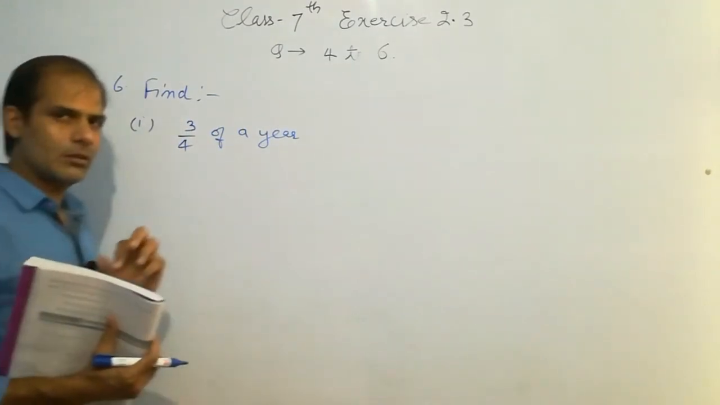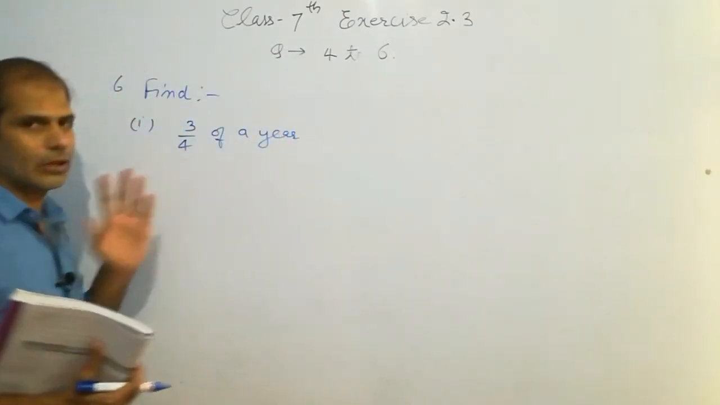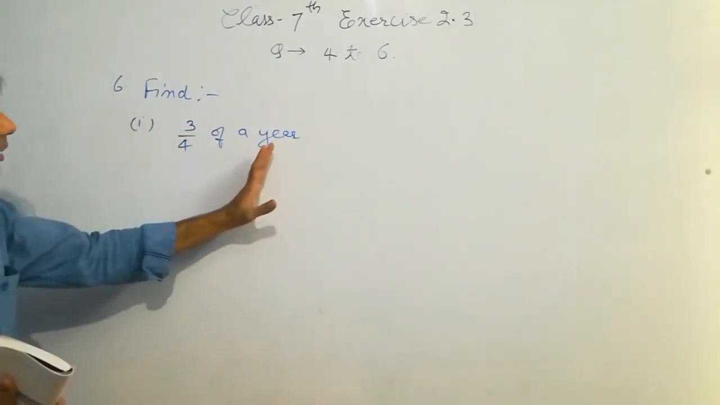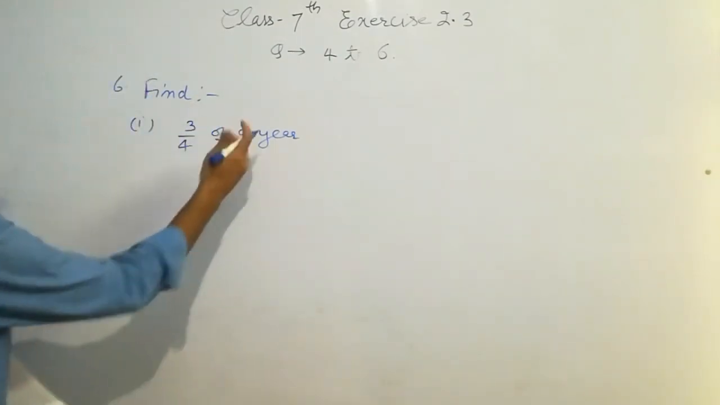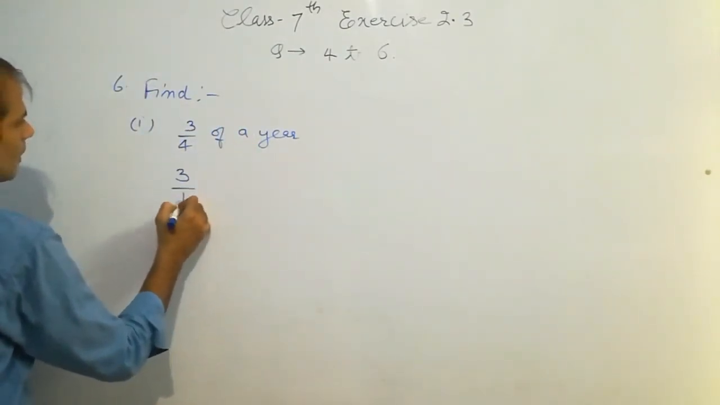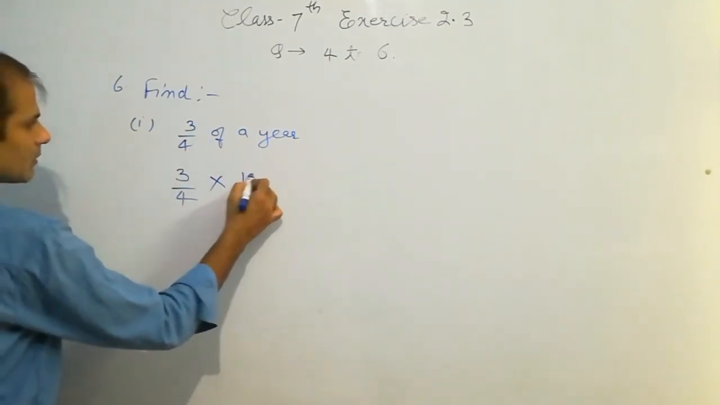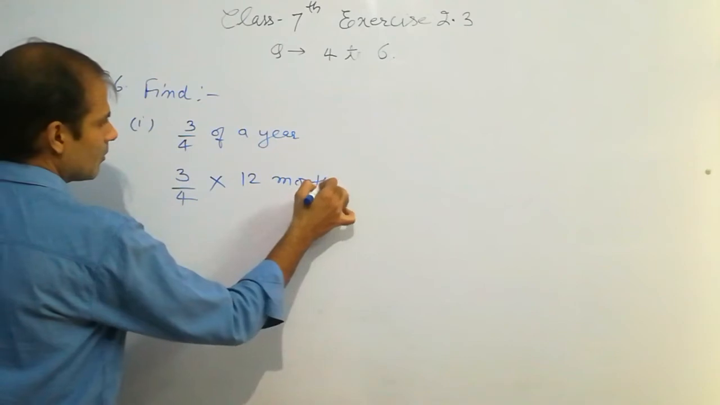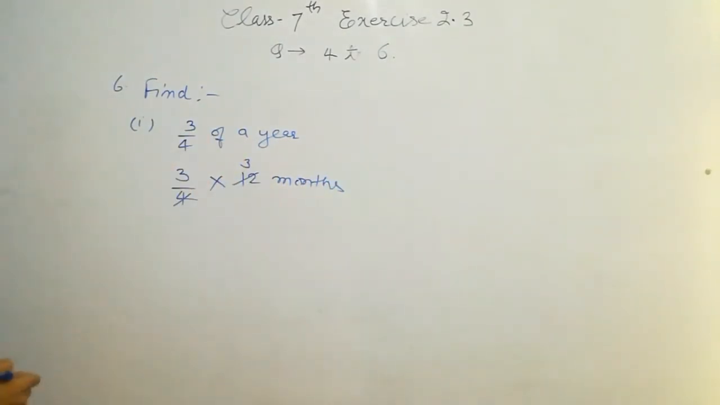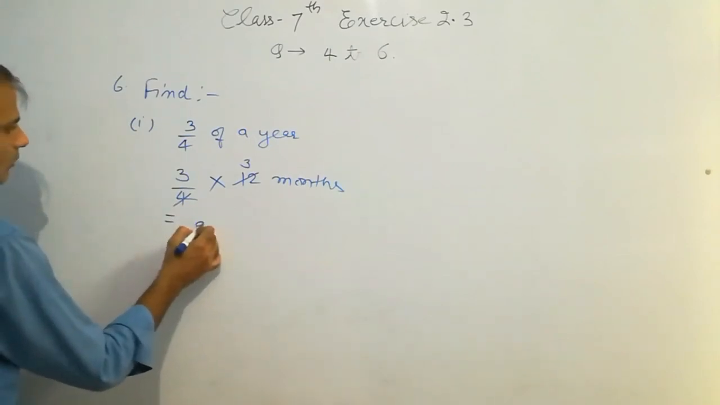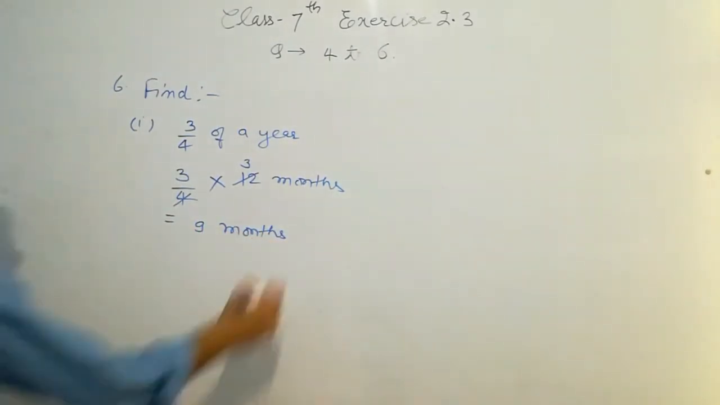अब देखिए इसको हम विदाउट कॉपी पेन भी कर सकते हैं. Okay, so first we will solve this, then I will tell you a short method. Now 3/4, you have to write 3/4. Of means multiply and year means 12 months. As you can see 12 is divided by 4 3 times. Now it is equal to 9 months.